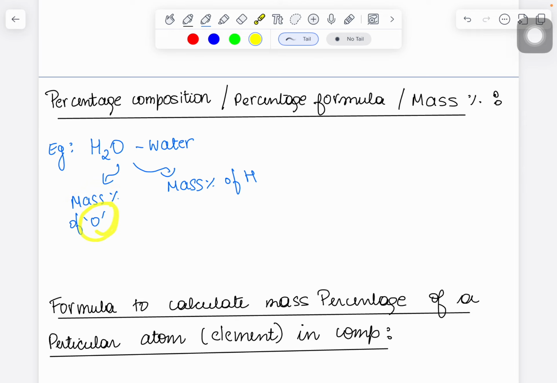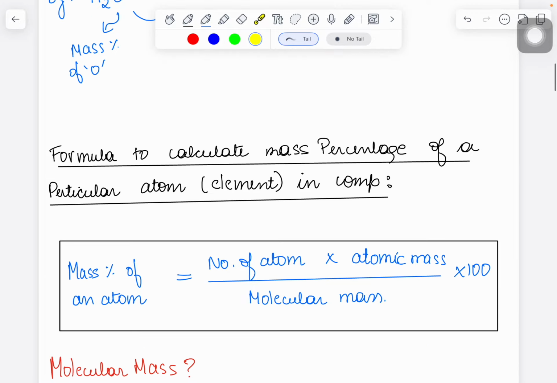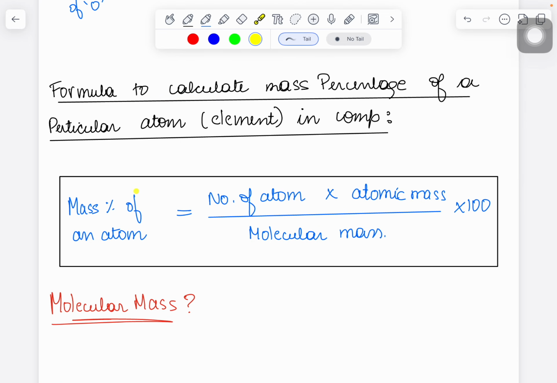The mass percentage of a particular atom or element in a compound is found with one formula. This is important: mass percentage of an atom is equal to the number of atoms of that element in one molecule, that is the atomicity, multiplied by the atomic mass of that atom, divided by the molecular mass of the compound, into 100.